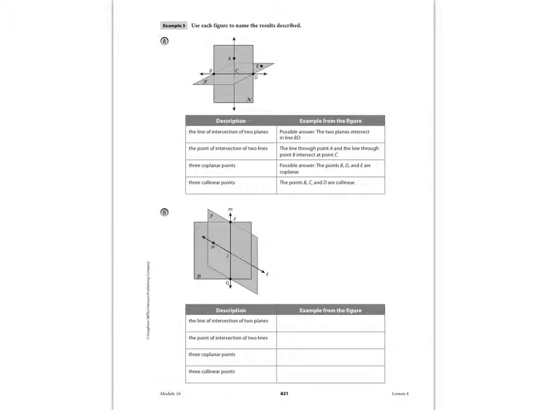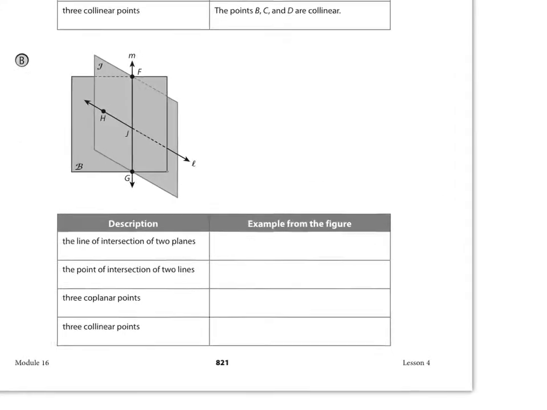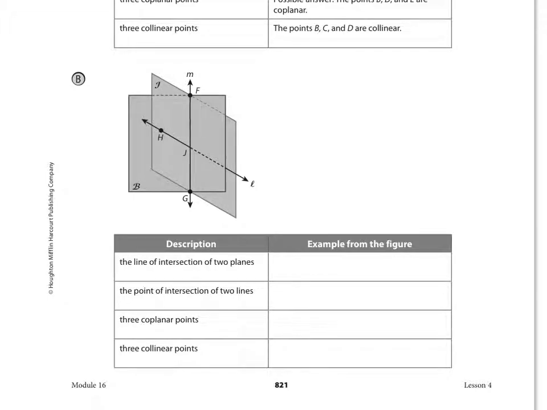So let's take a look at part B down at the bottom of the next page. We need to name the results that are described, meaning it wants us to name some geometric figures. So we have two planes in this picture. One looks like it's going just across left to right, and the other one is going sort of towards us or diagonally. So the first thing is the line of intersection of two planes. Well, we have two planes here, and it looks like they intersect at this line right here.